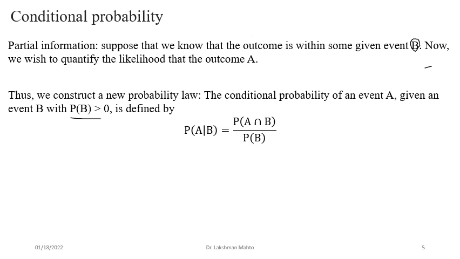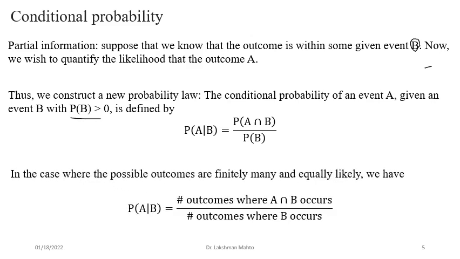So here we put a condition on B. That means we know about B, that partial information. If you convert that into a more numeric fashion, in the empirical approach you are just counting how much of the outcome of A occurs in B, divided by the total outcomes which occur within B. So this is the empirical approach to define conditional probability. You can see that it is a totally new law, coming due to the given partial information.